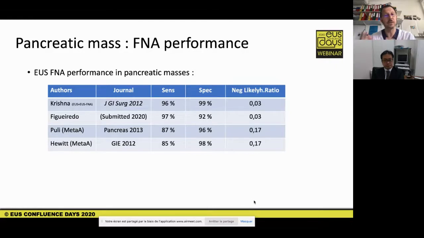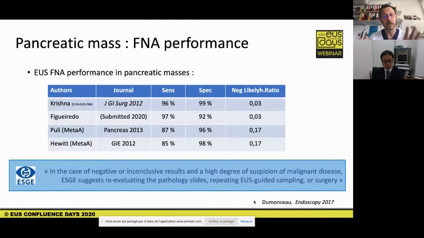We have other means to confirm that it could be a cancer, like the ones we discussed before, elastography or contrast. However, if we are speaking only about sampling, the suggestion of the ESGE is to re-evaluate the pathology slide if there is high suspicion for cancer and the pathologic evaluation is negative. Eventually, repeat the EUS-guided sampling, or maybe in some centers, send the patient for surgery directly.